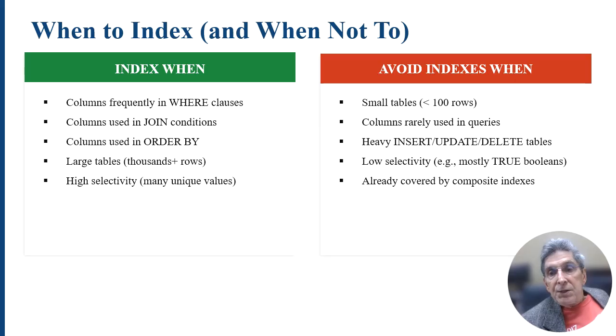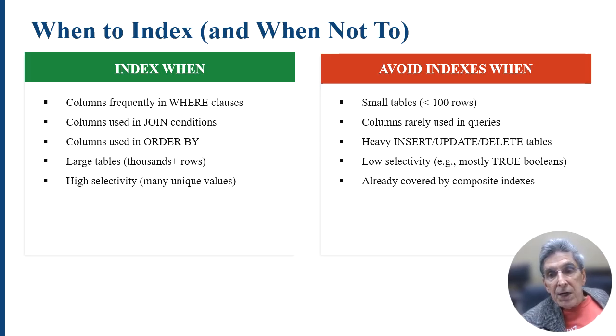You should avoid indexes in certain situations. Like small tables with under 100 rows, they don't benefit much because Postgres can scan a 100-row table quite quickly. And creating and maintaining the index incurs overhead. Also, columns that are rarely used in queries just waste storage.